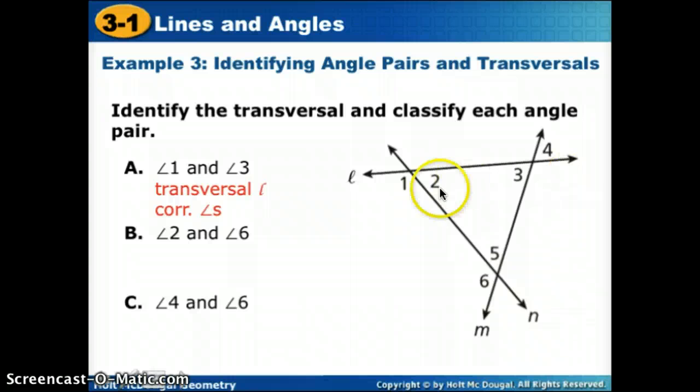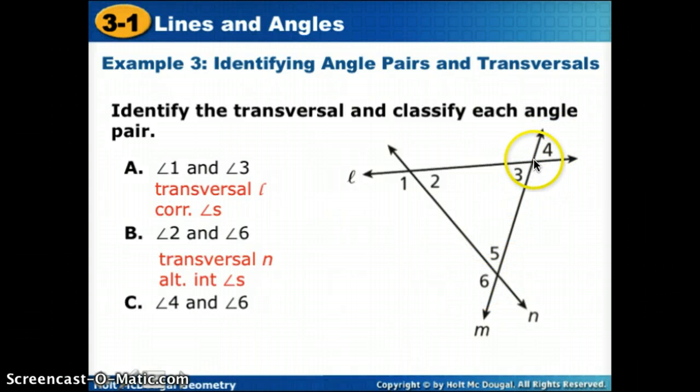Okay, now we try 2 and 6. Well, here's 2's vertex, here's 6's vertex, so their transversal should be line N, and 2 and 6 are both inside our two lines, and they are on alternate sides. So those are going to be alternate interior angles. The next one, 4 and 8, I see that their vertex for 4 and 8 are both on line M. So their transversal will be line M, and they are both exterior and on alternate sides. So those are alternate exterior angles. Very good.